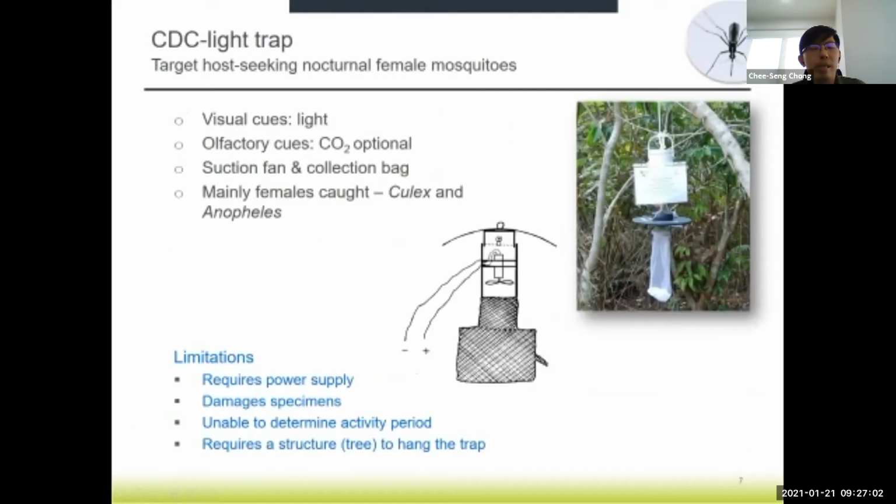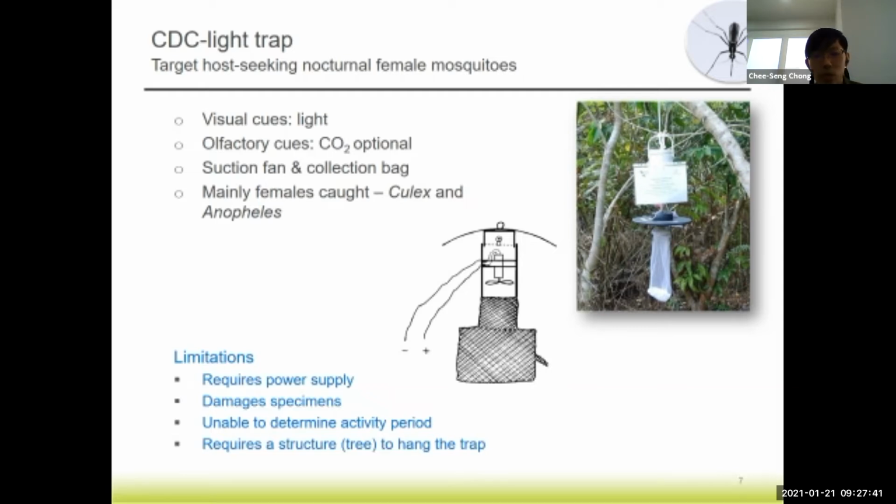The next trap is the CDC light trap. While it is not designed for catching Aedes mosquitoes, it's really designed to capture host-seeking nocturnal female mosquitoes. In this case, it utilizes light itself, and you have the option of adding carbon dioxide to the trap. Very similar concept of using the fan to suck the mosquitoes into the trap. And because it's deployed at night, that's where you can capture mosquitoes like Culex and Anopheles.